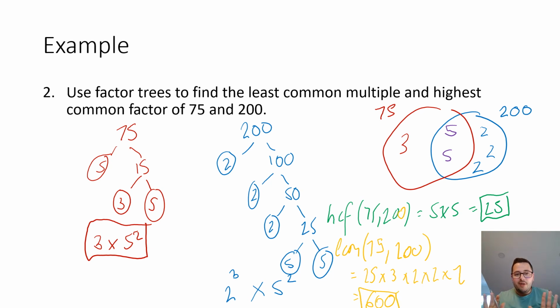Okay, so just a quick recap of the steps then. So to find the highest common factor and the least common multiple of two numbers, you do their factor trees. Then you do a Venn diagram to see what is the same in both, what's different in both. And then you times the numbers in the middle, the crossover, together to get the highest common factor, and then times all the numbers together to get the least common multiple.